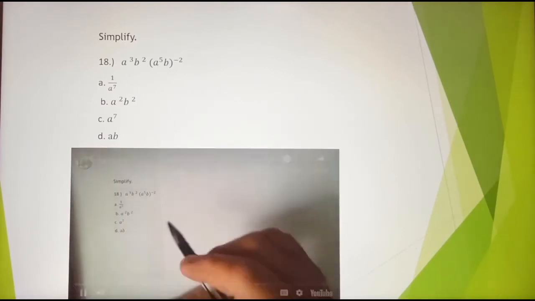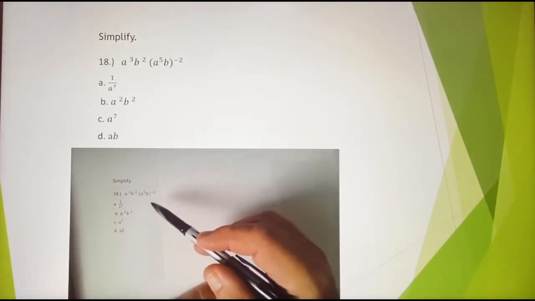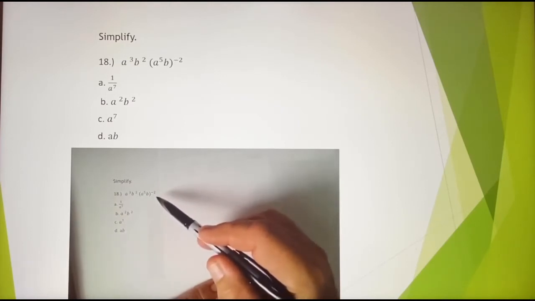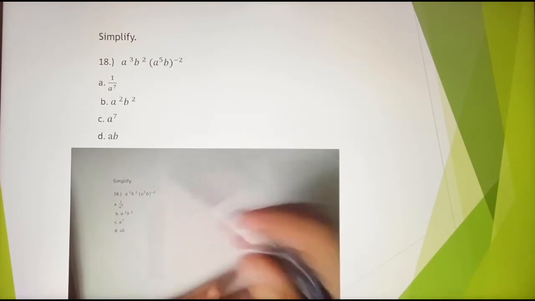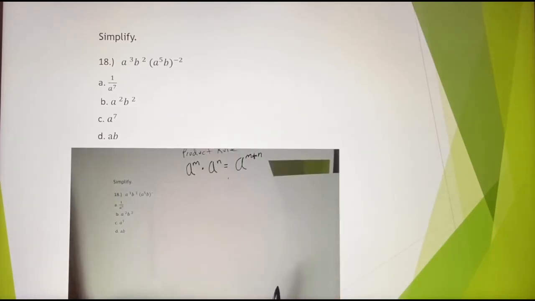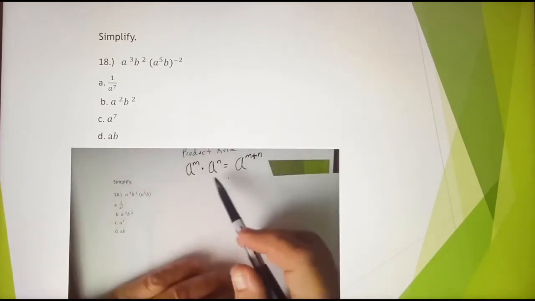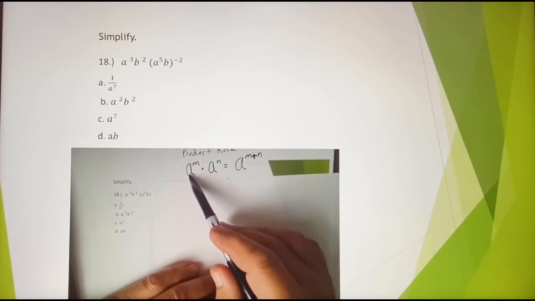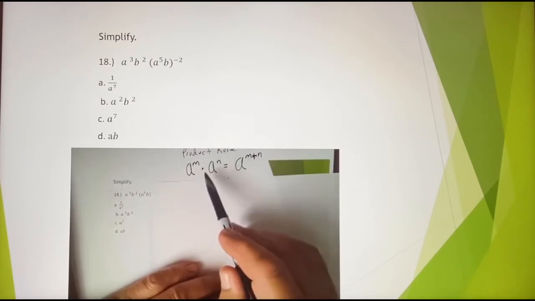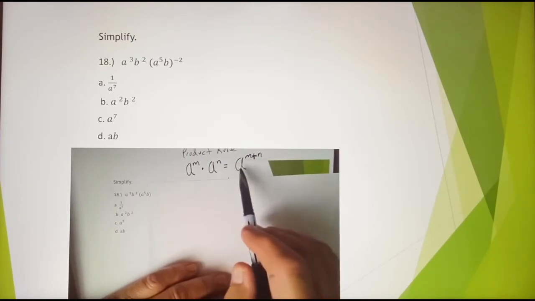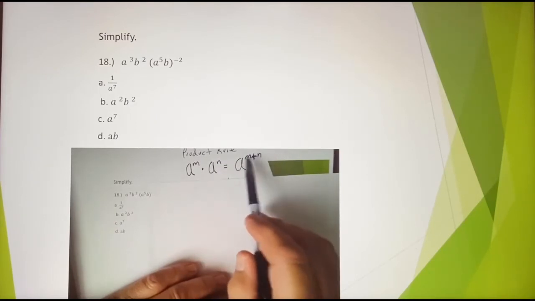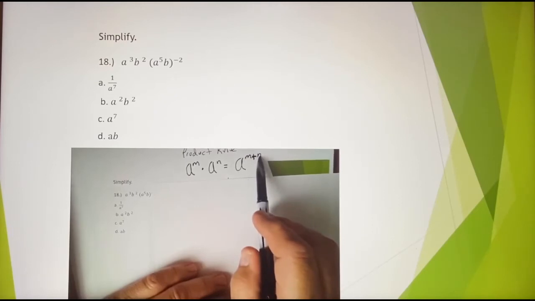In this problem, we're asked to simplify, and we're not solving it because there's no equal sign to solve. All we need to do is get it into its simplest form. There's a couple rules that may be helpful for you. The first one would be the product rule. The product rule tells you if you've got something such as a to the m multiplied by a to the n, it's going to be equal to a to the m plus n.